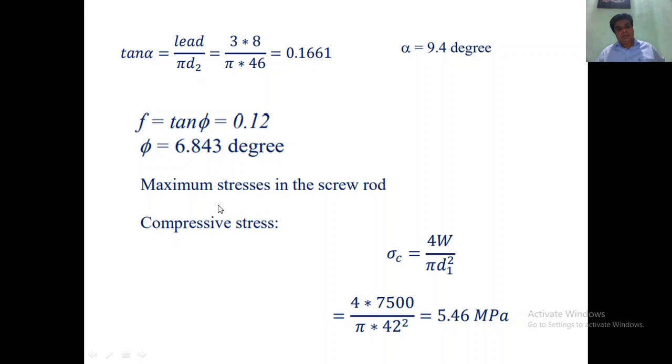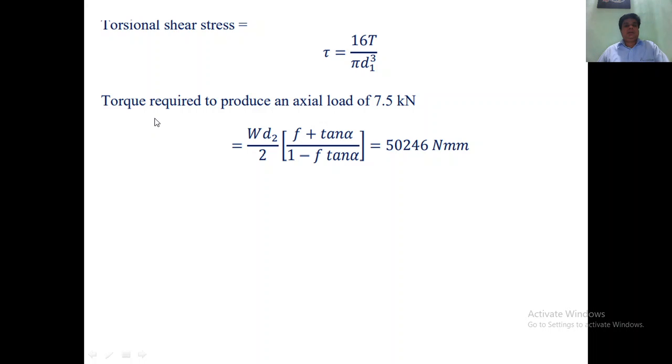So coming to the stresses again, it is a compressive stress. So force by area, load by area. So area is circular cross section, diameter is d1. So take this formula, calculate the compressive stress. It is same, procedure is same, the formula is also same. So directly you can calculate torsional shear stress, and you can calculate the torque.